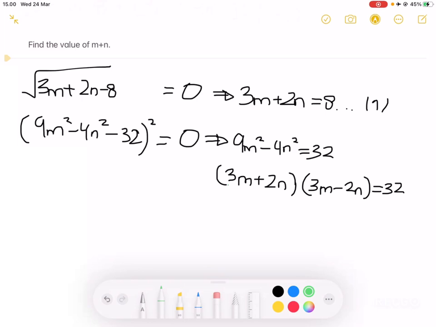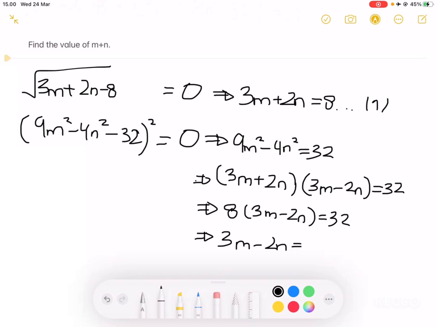Now notice that this expression is equivalent to the first equation, and therefore we can just substitute 8 into this expression here. So that will be just 8 times 3m minus 2n equals 32, and that means 3m minus 2n equals 32 divided by 8, which is 4. So this will be equation 2.